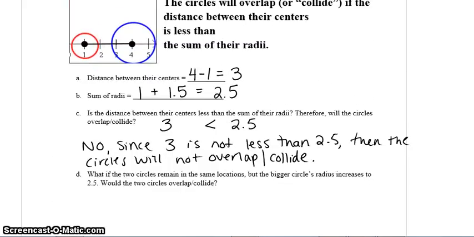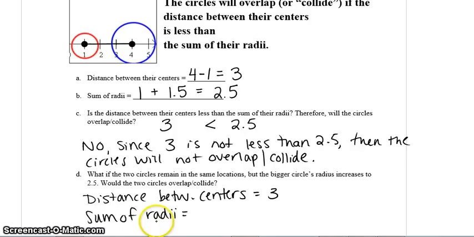Letter D, what if the two circles remain in the same locations, but the bigger circle's radius increases to 2.5? So we're going to go through the same method as A, B, and C and figure out what's changed. So the distance between their centers would still be 3 because it says they stay in the same locations, but the sum of the radii will have changed. The smaller circle still has a radius of 1, but it says the bigger circle's radius increases to 2.5. So now we're adding 1 plus 2.5, which is 3.5.